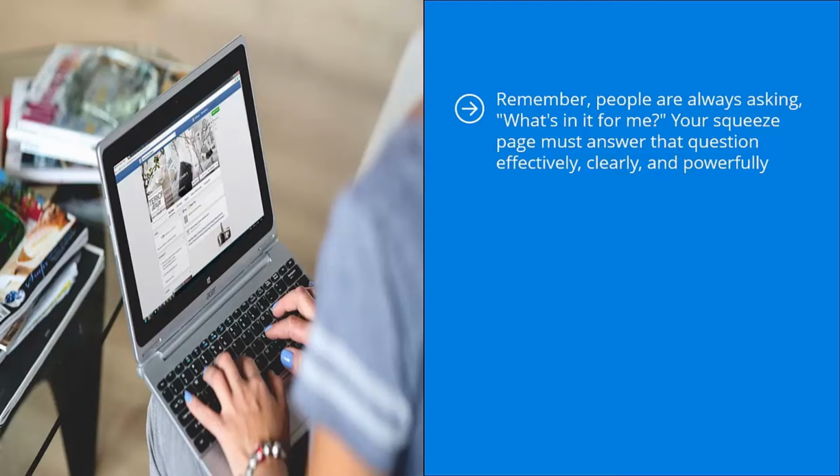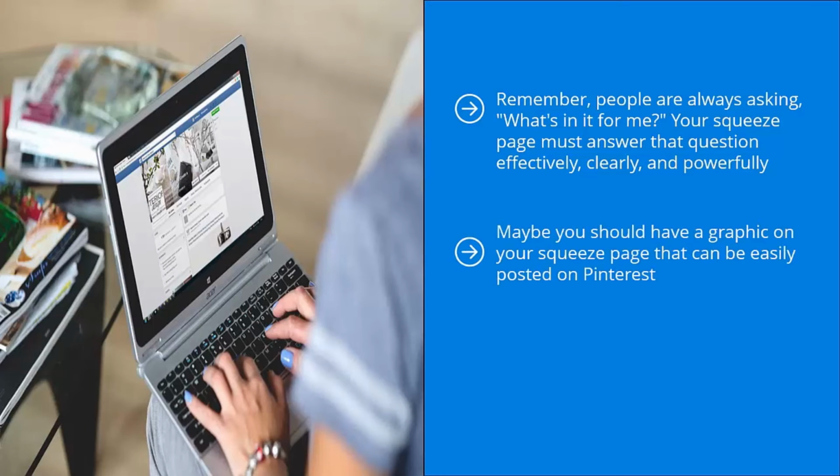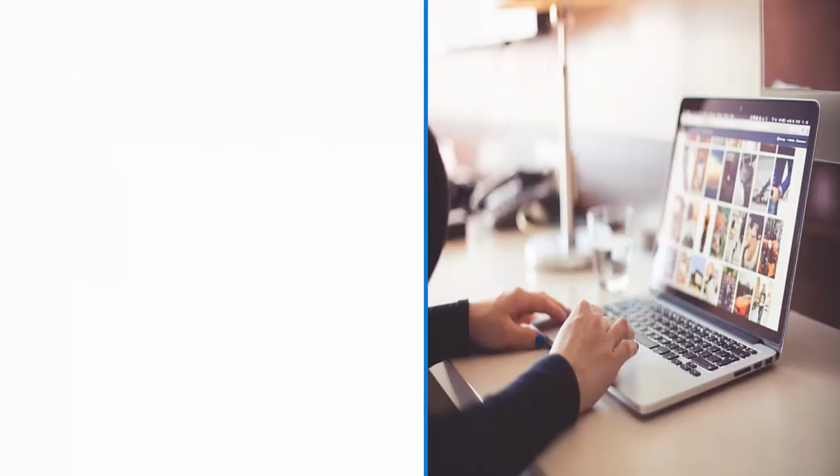Your squeeze page must be well designed enough to be able to make that connection, while at the same time, it must be easy to market on social media. Maybe you should have a graphic on your squeeze page that can be easily posted on Pinterest. Maybe you should have a video on your squeeze page that can be easily shared on YouTube. There are many ways you can go with this. What's crucial is that your squeeze page must be social media ready. At the same time, it should also do a good job of recruiting people.